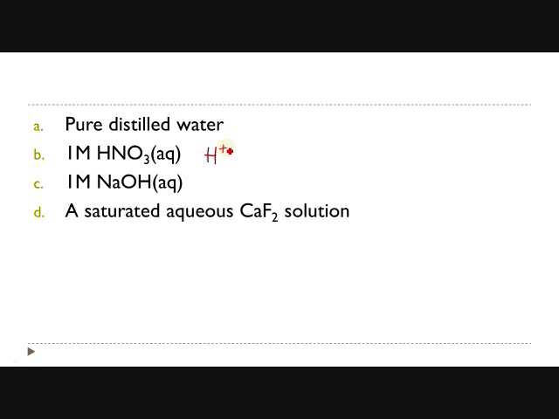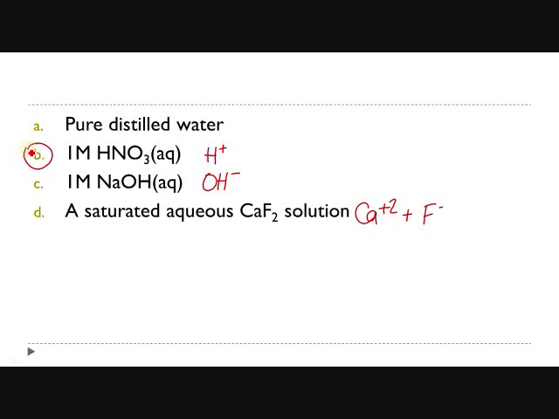Then for the NaOH, we're adding OH- ions, which, just like we talked about before, will react with H+ to form water. And then if it's a saturated solution of calcium fluoride, you have both calcium and fluoride ions present, so both of those are being added here. So the best choice, where the most calcium fluoride will dissolve, is actually the acidic solution, B.